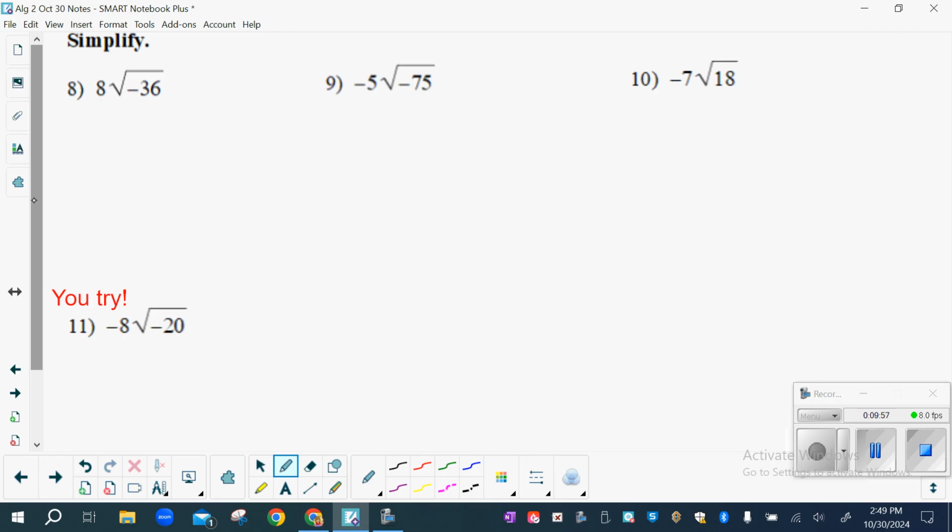Okay, so what's different here? The next one, number 8, has a number in the front. So what do we do on this one? You want to divide it? So do we want to divide this one?